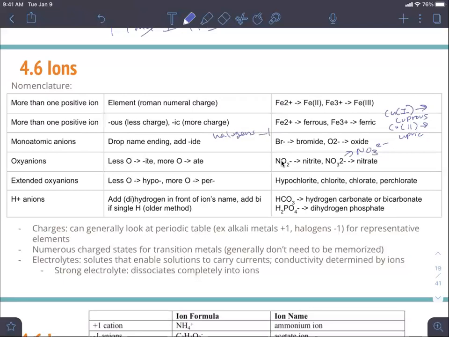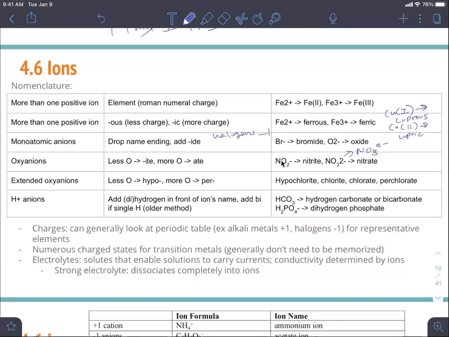And then for the hydrogen or proton anions, if there's a proton in it, you just add hydrogen in front of the ion's name. The older method is if there's a hydrogen, you would put a bi in front of the name. So an example would be hydrogen carbonate or bicarbonate, and dihydrogen phosphate.